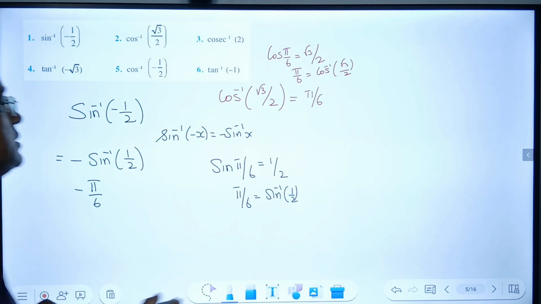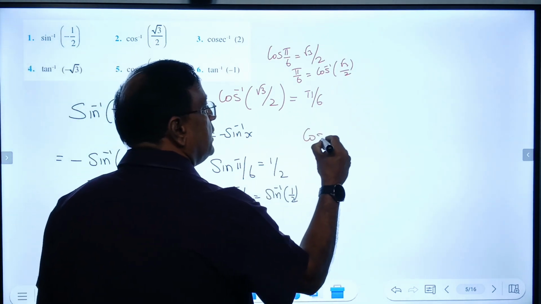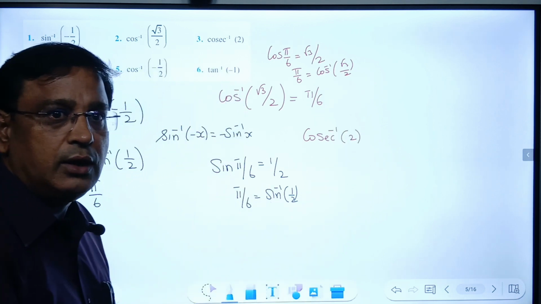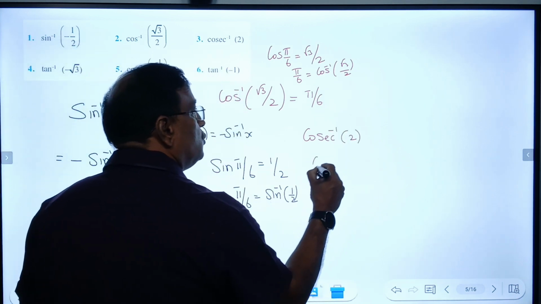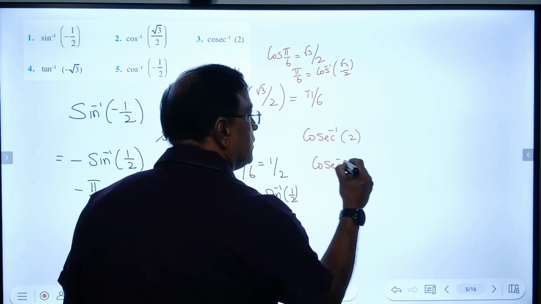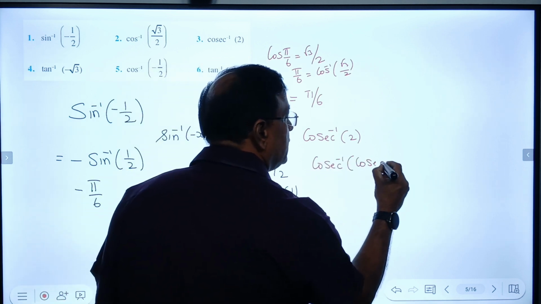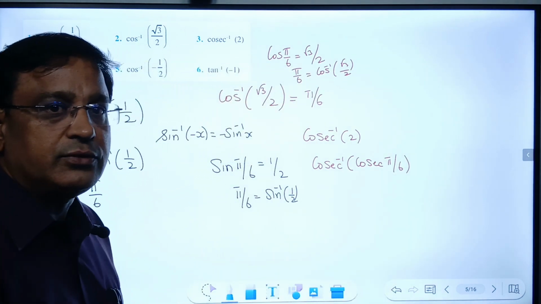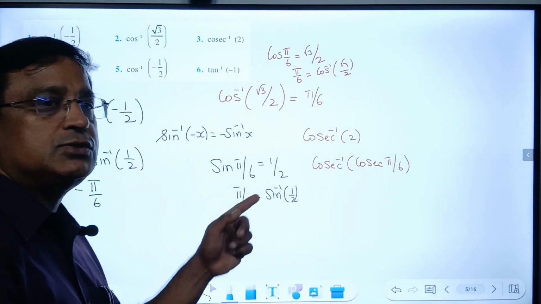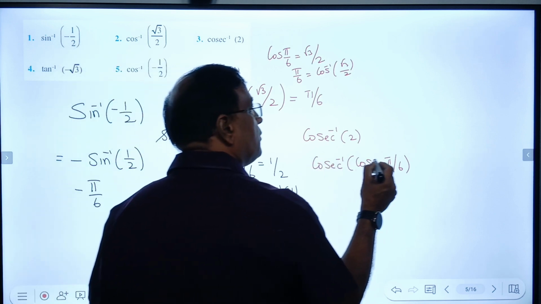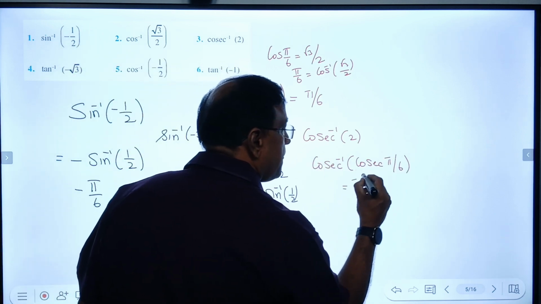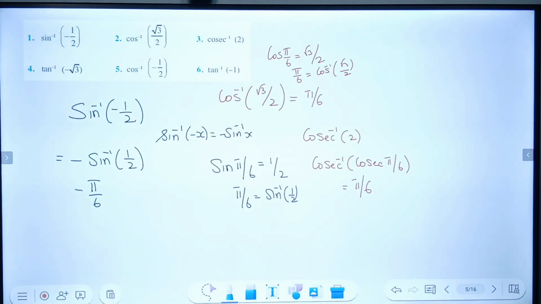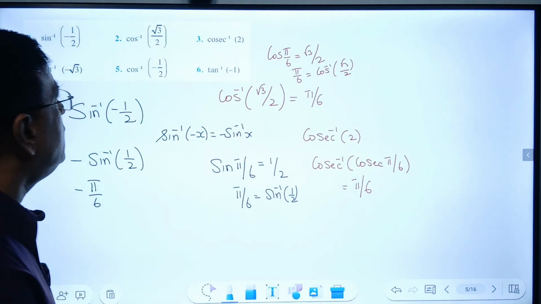Now the third question. Cosecant inverse of 2. Right? What is 2 in terms of cosecant? It is nothing but cosecant pi by 6. You know, sine pi by 6 is 1 by 2. Cosecant pi by 6 is 2. So what is cosecant inverse of cosecant pi by 6? Pi by 6. Correct? So very, very simple. It's not at all difficult.